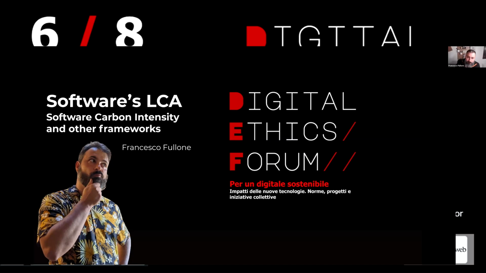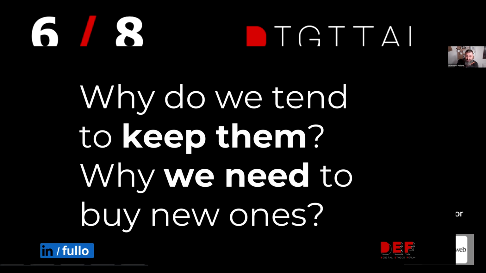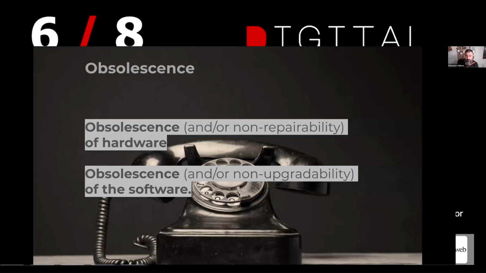Each Italian has more or less 1.3 unused smartphones. I mean, I have a couple of old smartphones in my drawer. One of them was an old Windows phone. I think maybe I'm one of the 15 users in Italy. Then suddenly Microsoft dismissed the product. The question is why we tend to keep them and why we need to buy new ones. There is not an easy reply, but obsolescence maybe is one of the best answers we can give.